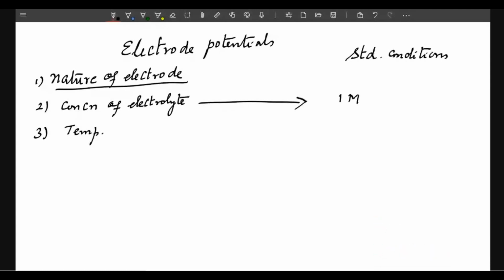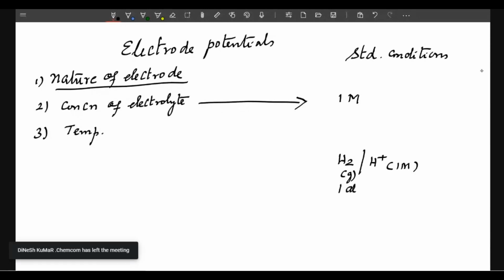The hydrogen electrode is there. Hydrogen gas is passed through the H plus ion. Here the concentration of H plus should be 1 molar. And here the hydrogen gas is passed. And here you have to mention, whenever gas is passed, the standard condition is that the pressure of the gas is 1 atmosphere.